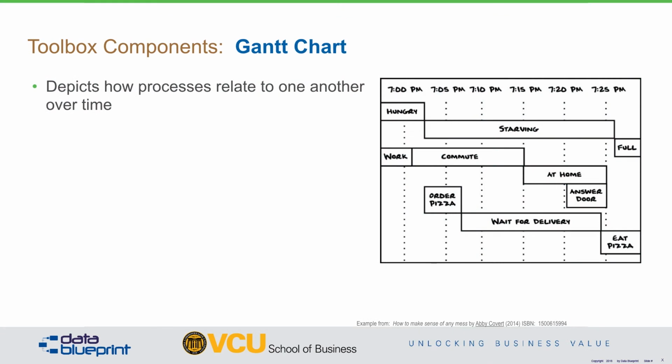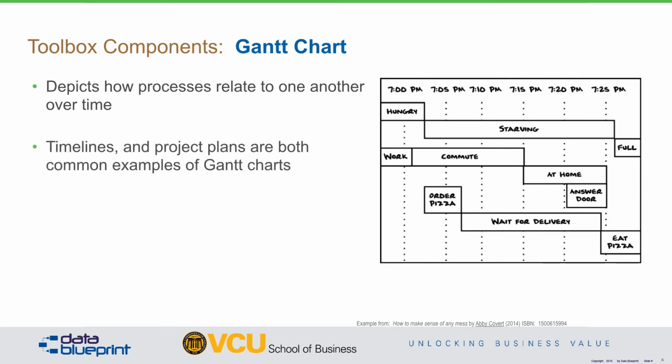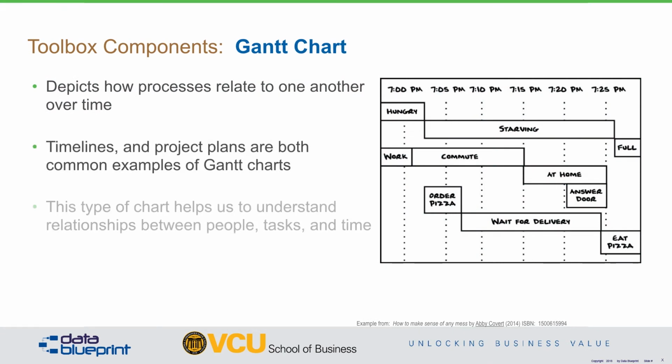A Gantt chart, some of you that are involved in projects will understand this. It just describes how various processes relate to each other over time. So again, people, tasks, and time are interrelated here. 7 p.m. I'm hungry. 7:25 I'm starving. Okay. At work at 7 p.m. I commute. I get home. I answered the door. Right. If I was smart, I ordered pizza, and I get to the door at the same time as the pizza gets to the door. So then we deliver.